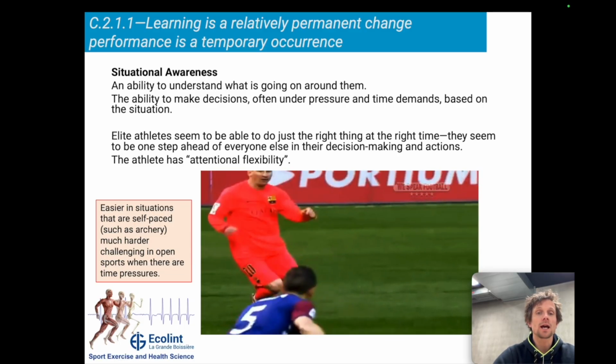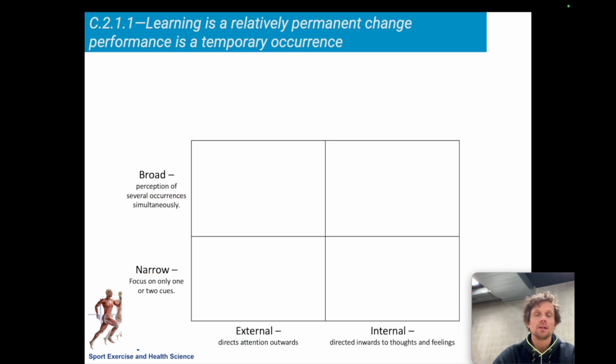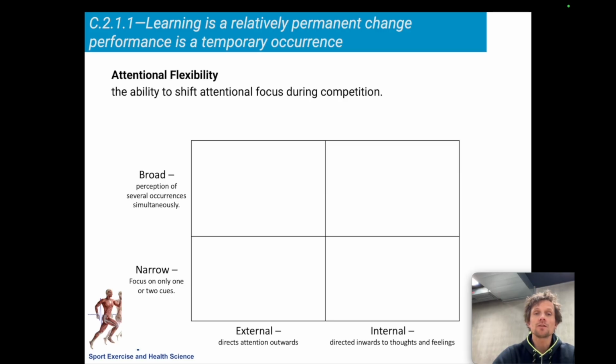Attentional awareness and attentional flexibility is easier in situations that are self-paced, such as archery, for example. They're much harder and much more challenging, as you might imagine, in open skills, for example, dribbling a football. Let's look at how this attentional flexibility works. It's the ability to shift your attentional focus during competition.